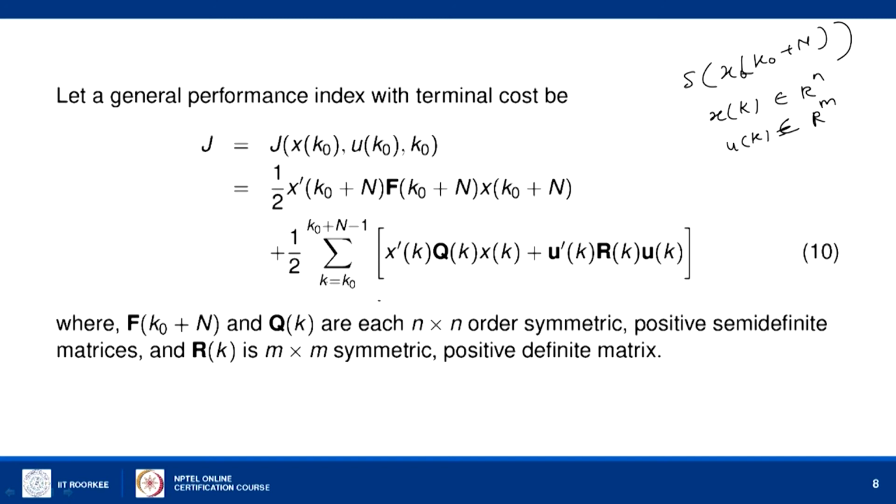So, for example, if we replace Q with the identity matrix, this is nothing but the norm of the vector x squared. Similarly, if R is replaced with identity, we will get u dashed u, which is nothing but the norm of u of k squared. So, it is a quadratic expression.